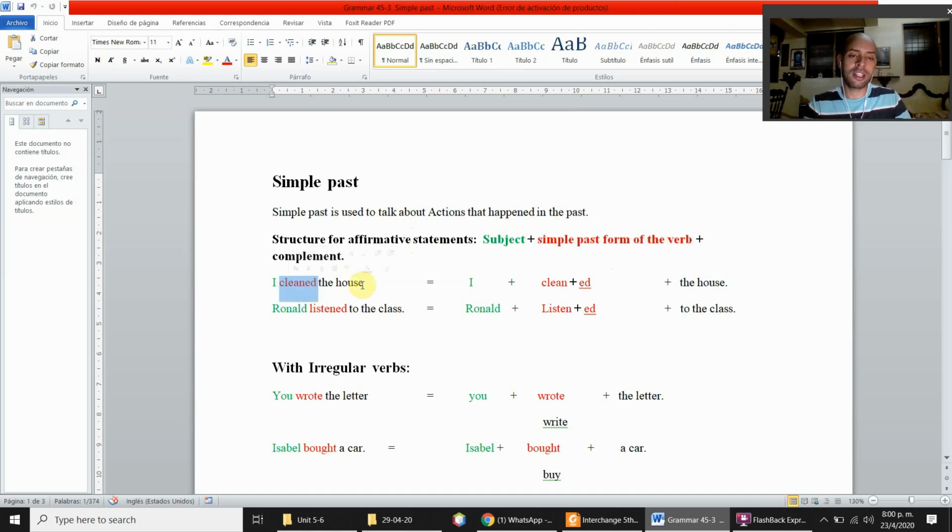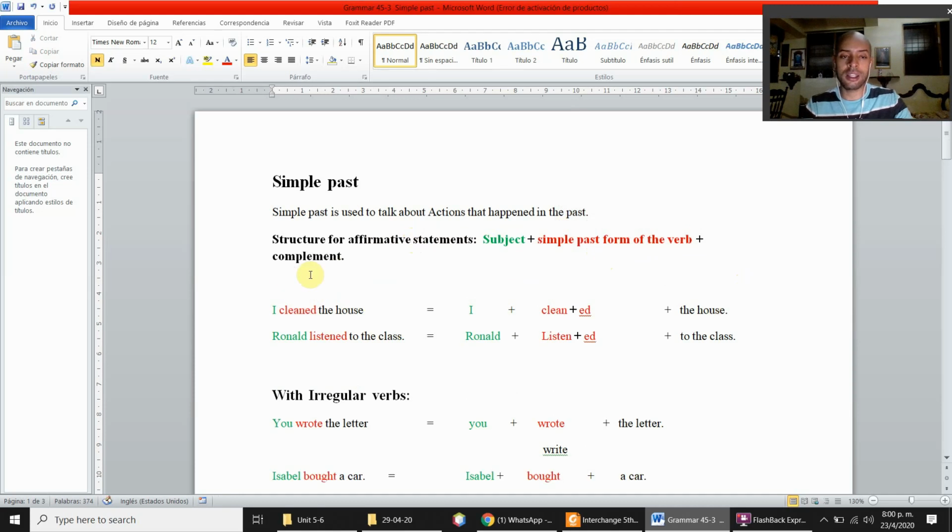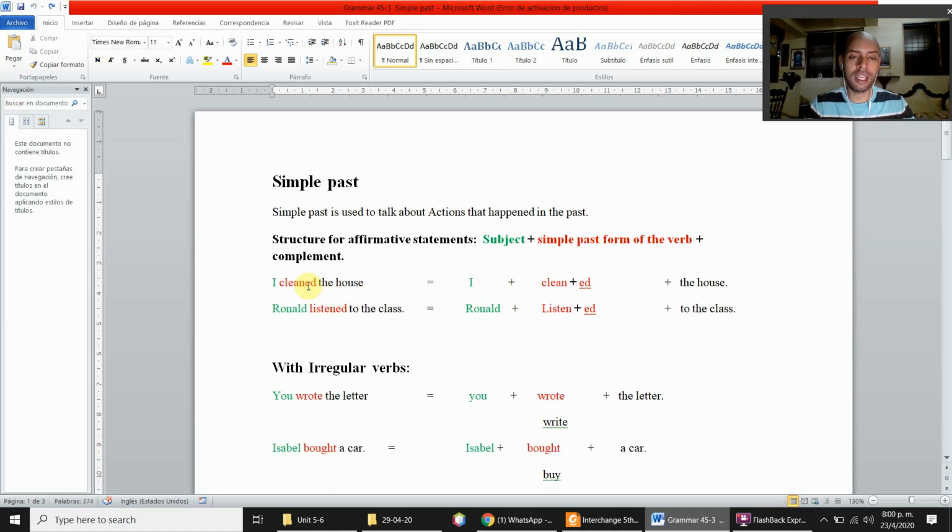I clean the house. A sentence in simple present would be I clean the house. But this is a simple past. The verb is changed. We add ed to the verb. I cleaned the house. I clean plus ed, the verb modified, plus the house.